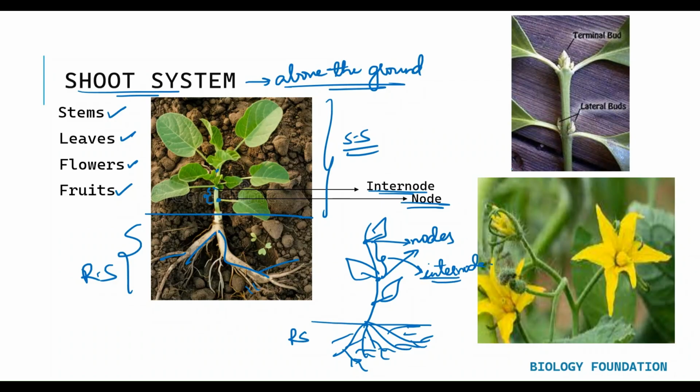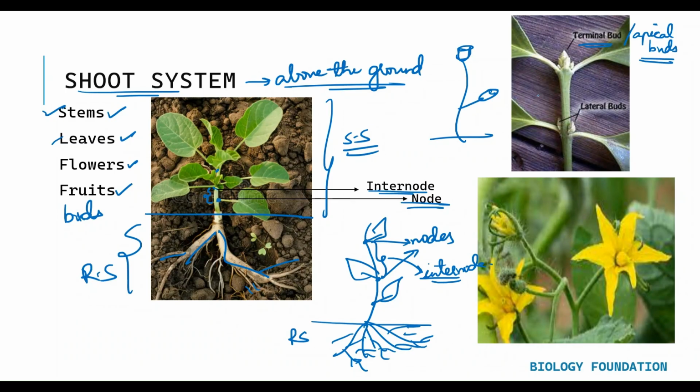Okay, and stem also bears buds. I told you the shoot system comprises stems, leaves, flowers, fruits, and even buds. Now the position of buds can be either lateral, that means present sideways, or terminal, present at the tip of the stem. Buds present at the tip of the stem are called terminal buds or apical buds.